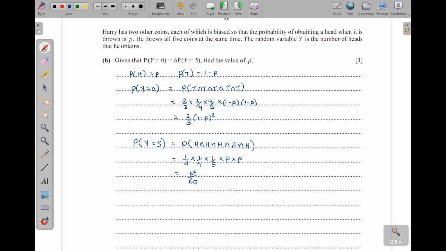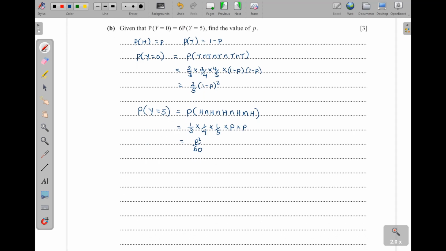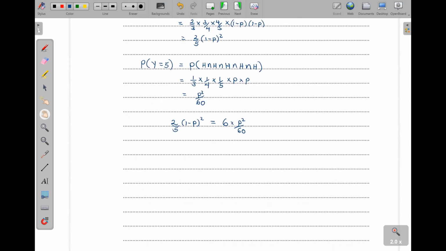Okay, then from there we can now substitute in the equation given. The equation given is this one here. So probability of x is equal to 0, we have seen it is 2 over 5, then into 1 minus p squared. Then I will equate to 6 times p squared over 60. Okay. Then from there, of course, I'm going to simplify this. 6 goes into 60 10 times. So I have 2 over 5 into 1 minus p squared, which is equal to p squared over 10.